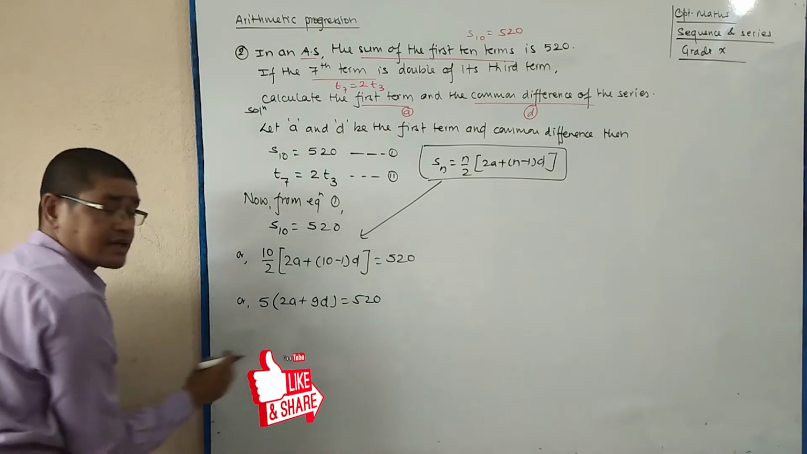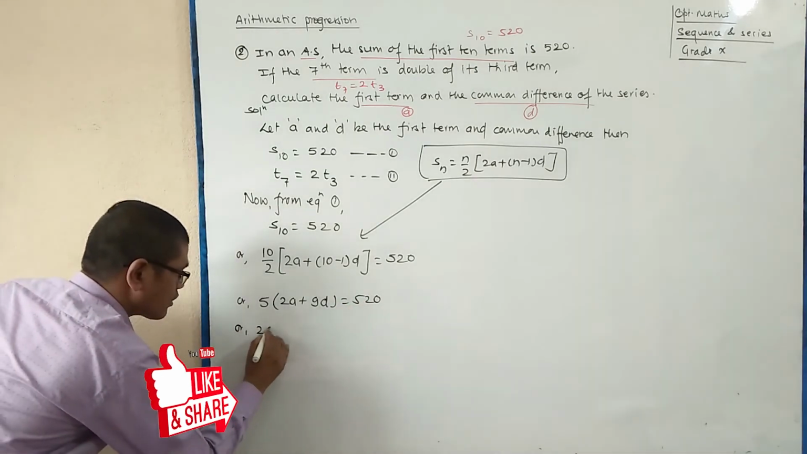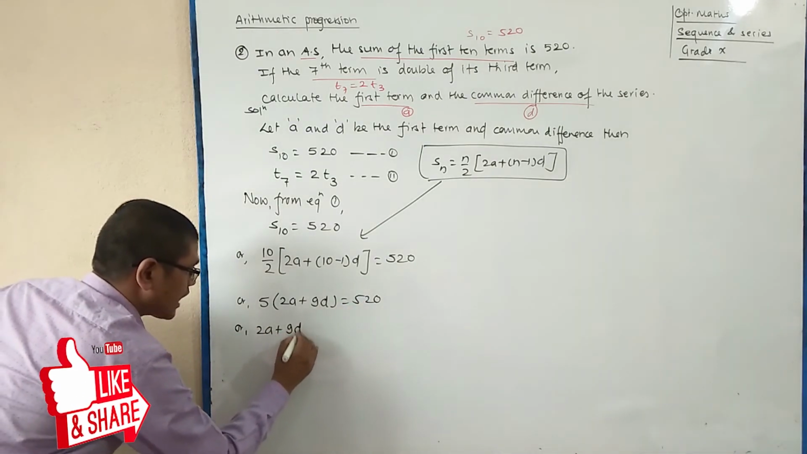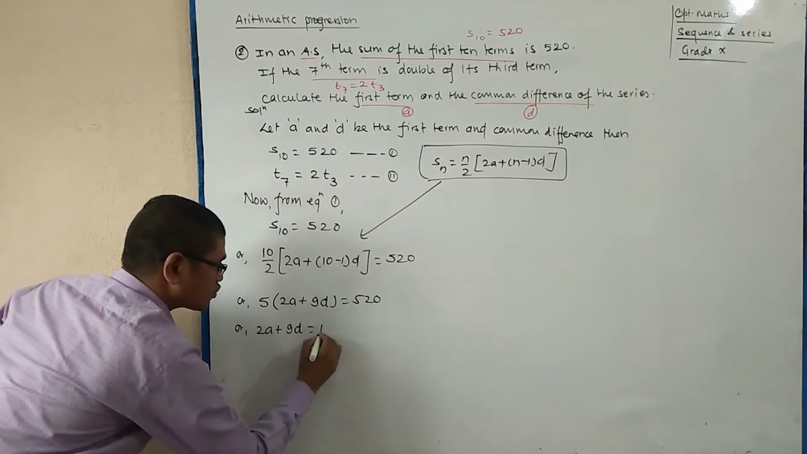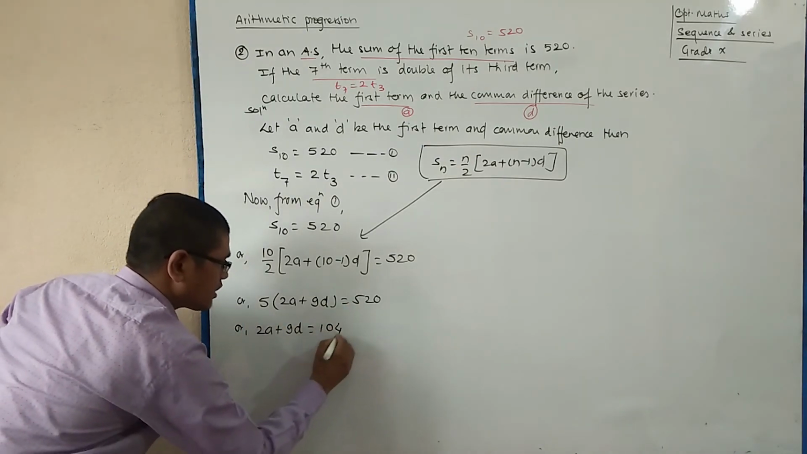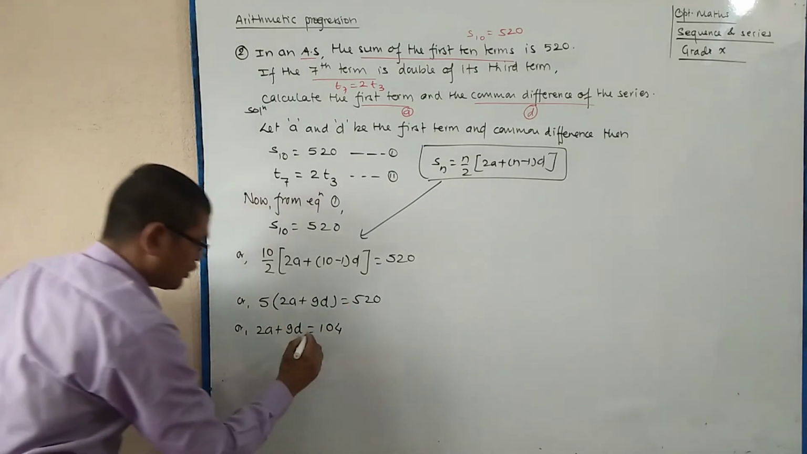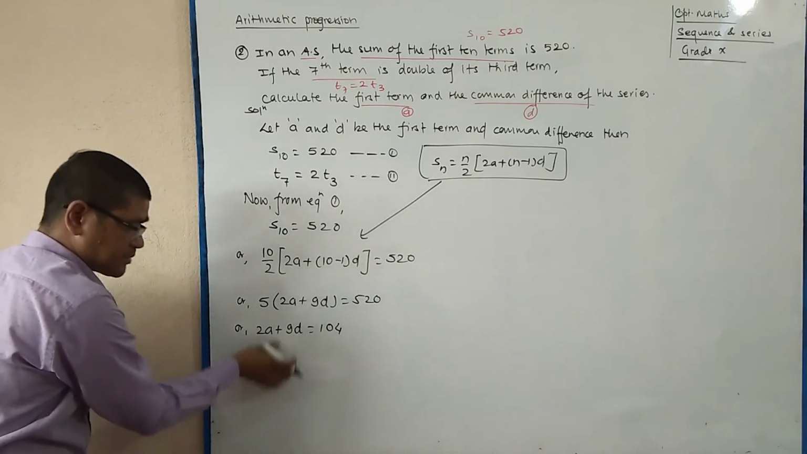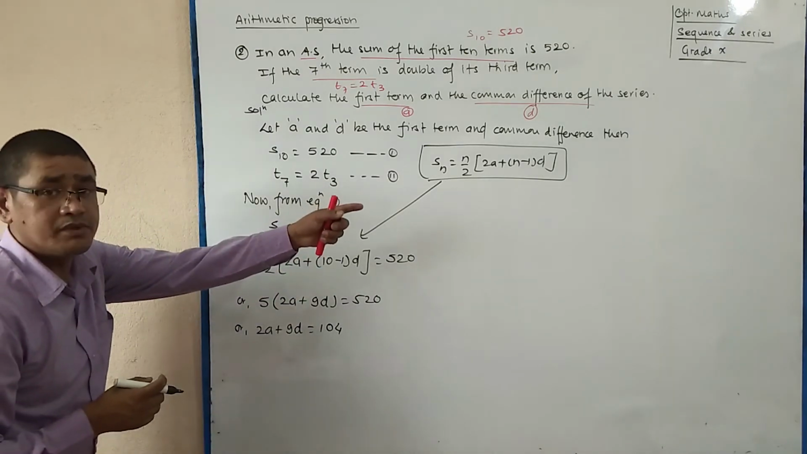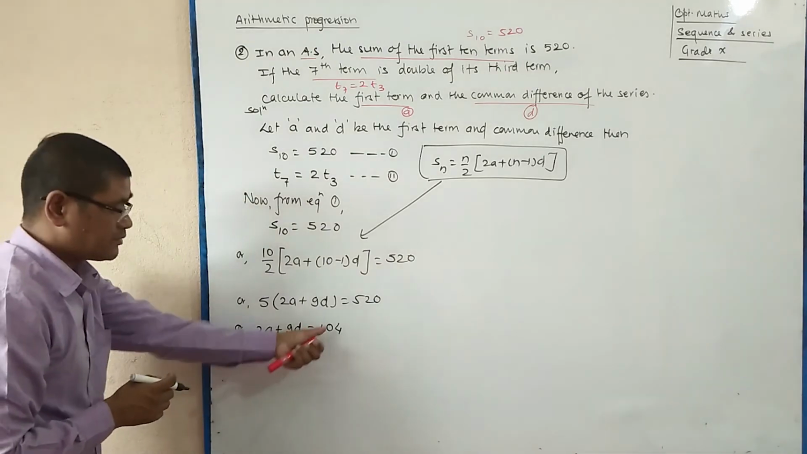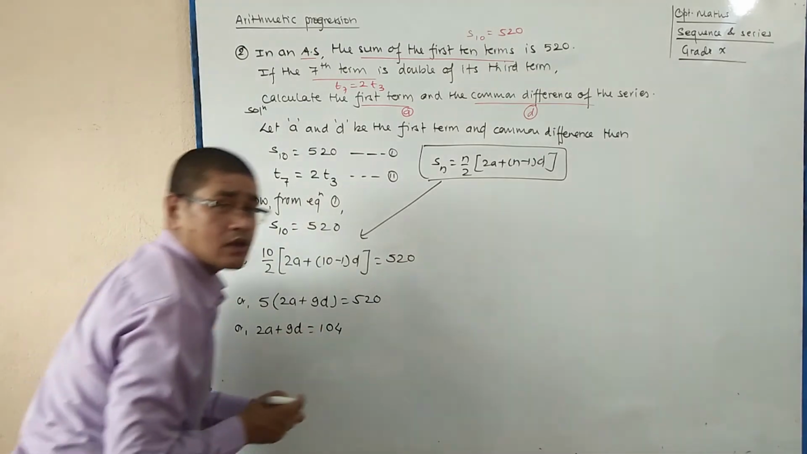We can divide here as well. So 2a plus 9d equals 5 times 104, wait, 520 divided by 5 is 104. This is our equation. I am leaving some space here. According to the condition there, we will give the name here with some value.